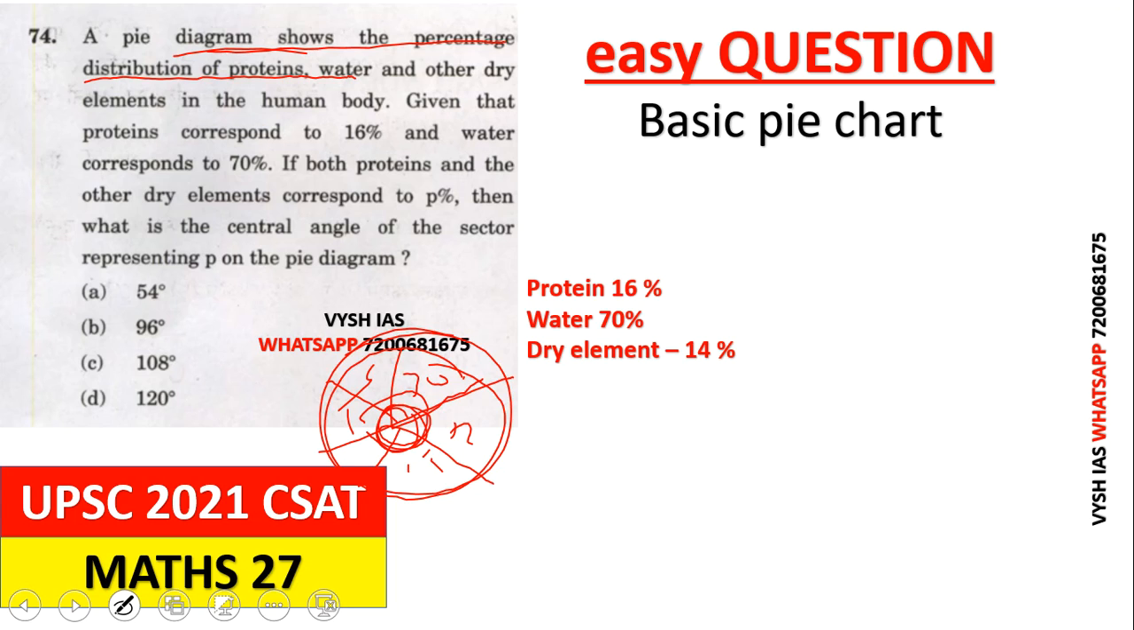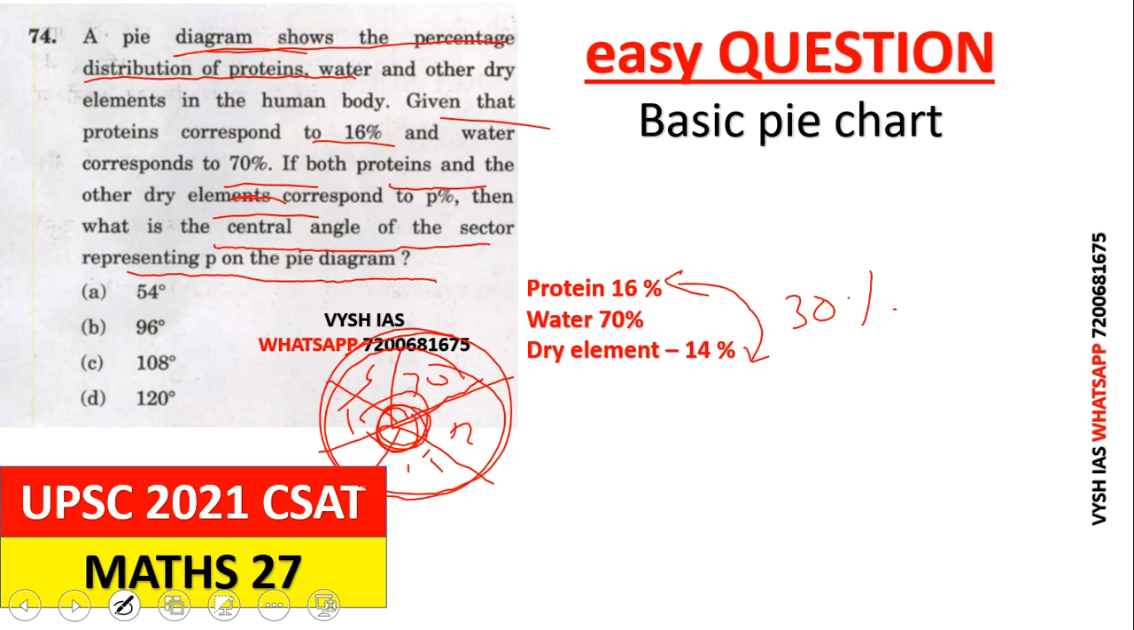So they are asking you, given that protein is 16%, water is 70%, and the remaining are dry elements. So if both protein and dry element correspond to P percentage, that we can simply add, it is 30%. Okay, 30%. Then what is the central angle of the sector representing P?